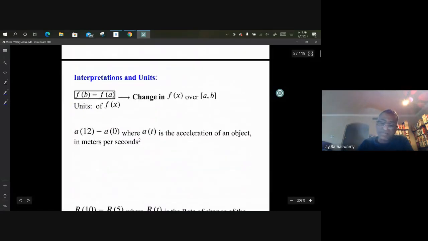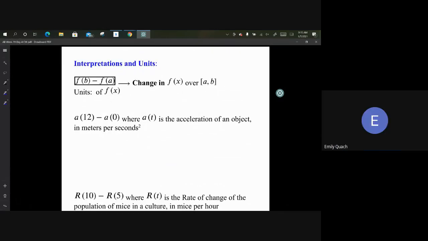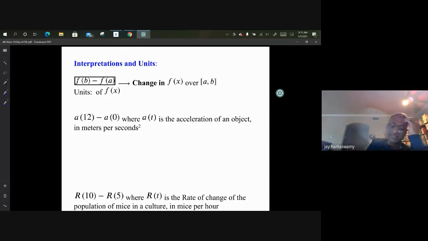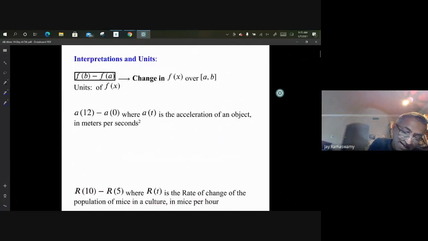Now let's discuss units, on page 5, interpretation and units. Now we're actually doing examples. It says interpretations and units. So write down: f of b minus f of a is the change in f of x over a to b. Write that down, and then write down your notes. It'll have the units of f of x.